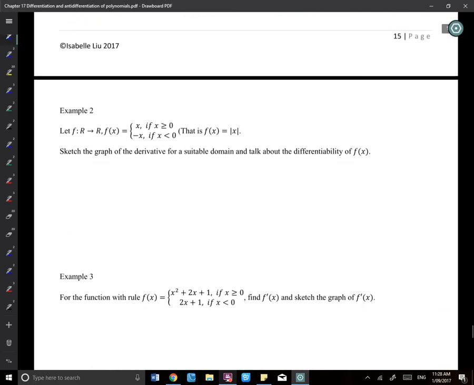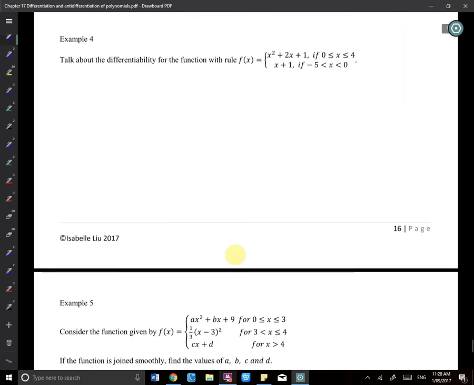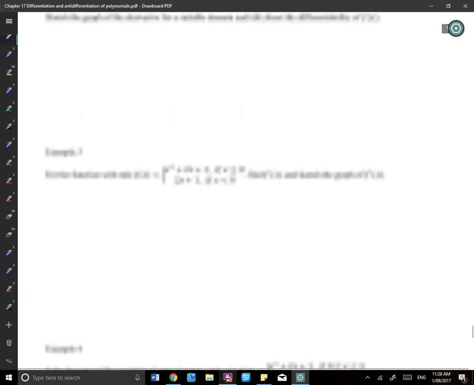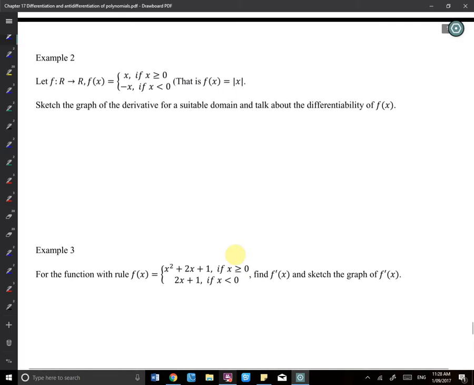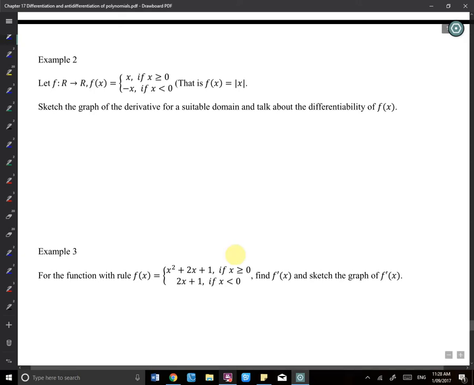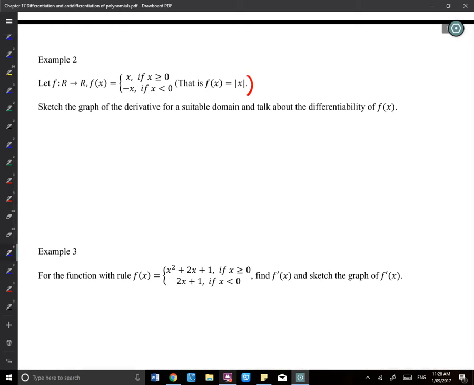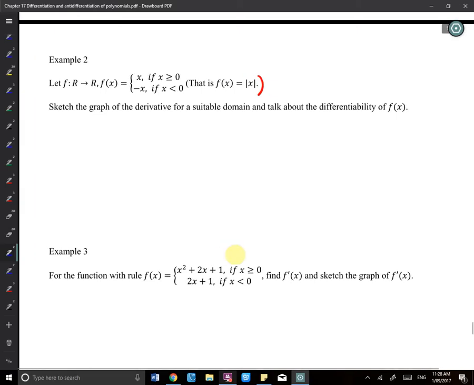So let's have a look at example 2 here. For example 2, half bracket here, f(x) is two functions. One is x, one is negative x. When x is greater than or equal to 0, we have x. When x is less than 0, it is negative x. Can you just sketch this hybrid function for me? Just somewhere on the left.